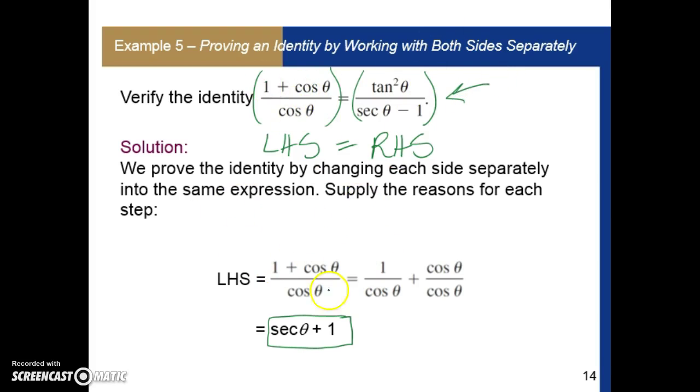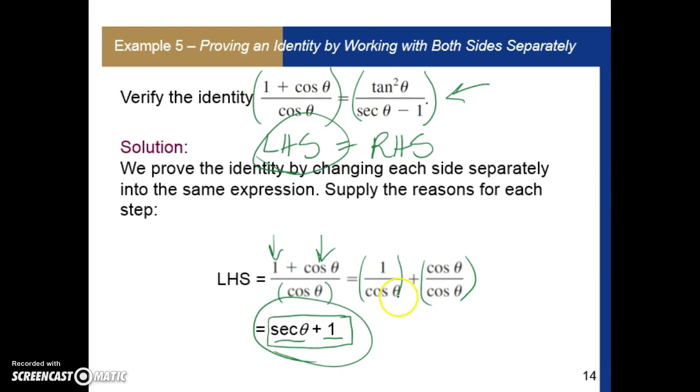So let's start on the left-hand side. We have 1 plus cosine theta over cosine theta, so we have a common denominator for the two terms in the numerator. So we're just going to write that as two separate fractions. We know 1 over cosine is secant, cosine over cosine is 1. So now our left-hand side we've rewritten as the secant of theta plus 1.